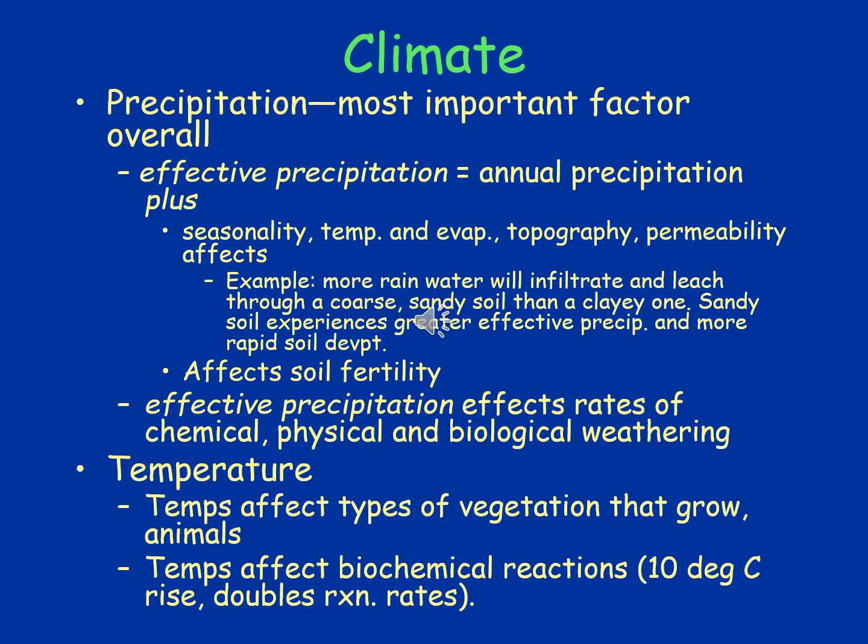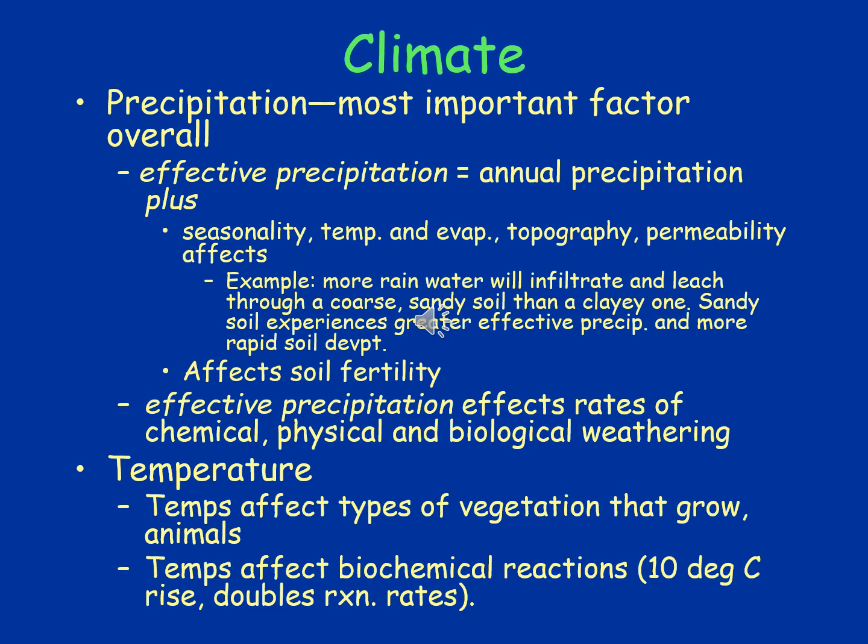Effective precipitation in this scenario means the annual precipitation plus the seasonality of the precipitation, the temperature when it comes, evaporative losses, the topography, and the permeability effects. So think of this example. More rainwater will infiltrate and leach through a coarse sandy soil than a clayey one. Sandy soil experiences greater effective precipitation and more rapid soil development.